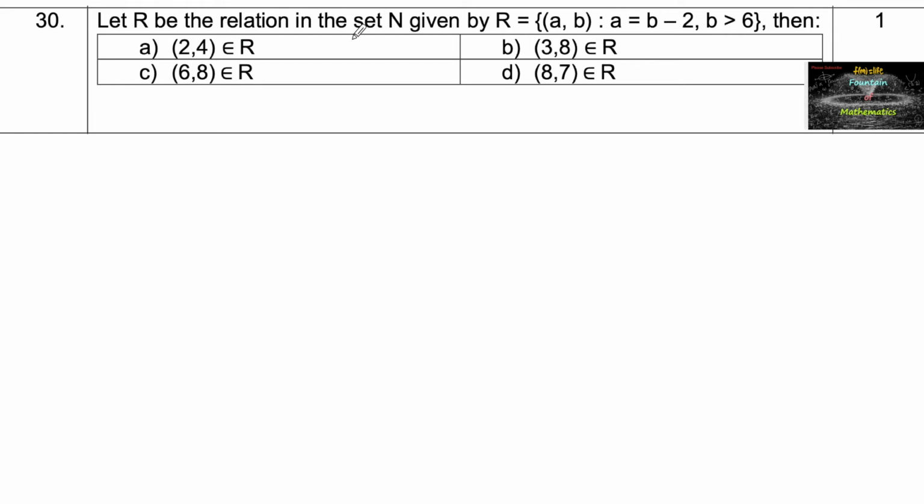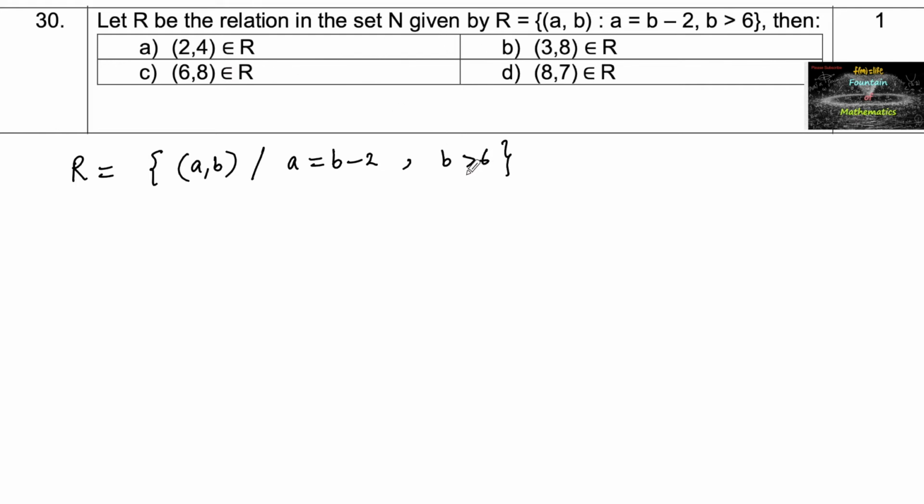Let R be the relation in the set N given by R is equal to a comma b such that a is equal to b minus 2 where b is greater than 6. So the relation is defined on the set of natural numbers. Which of the following ordered pairs belongs to the relation?